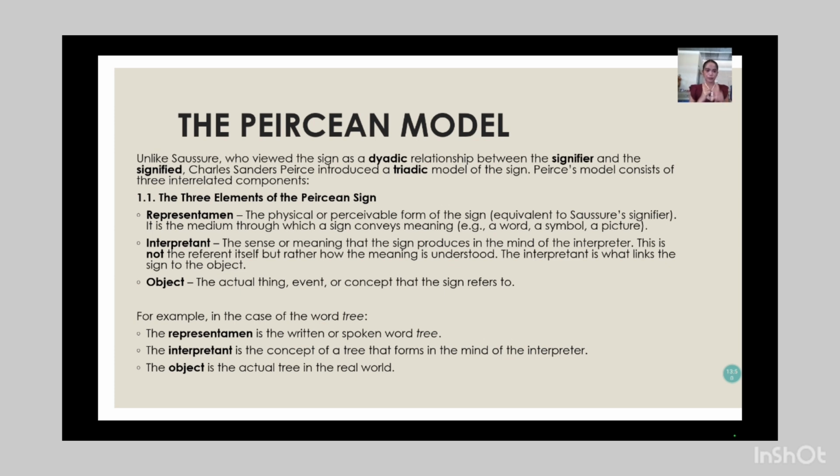So if we represent tree, the representamen is the written or spoken word tree. The interpretant is the concept of tree that forms in the mind of the interpreter. And the object is the actual tree in the real world.